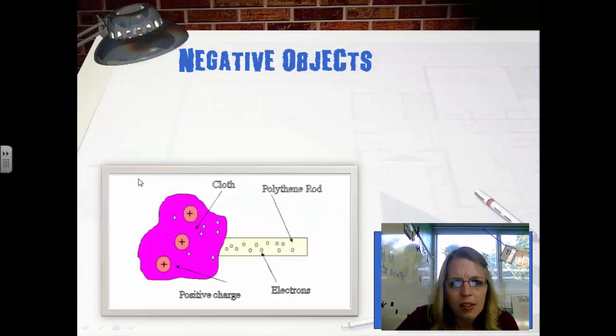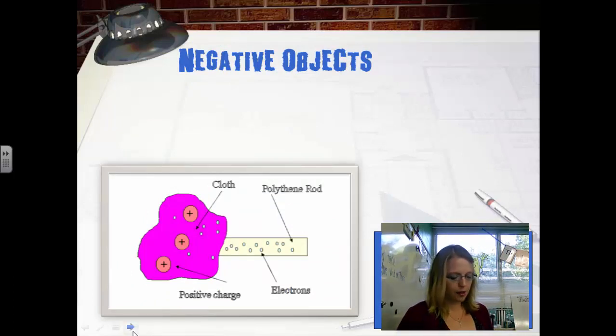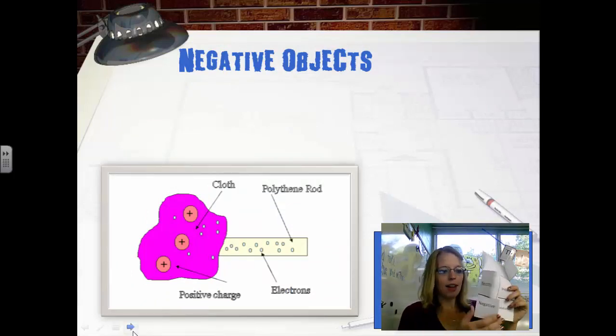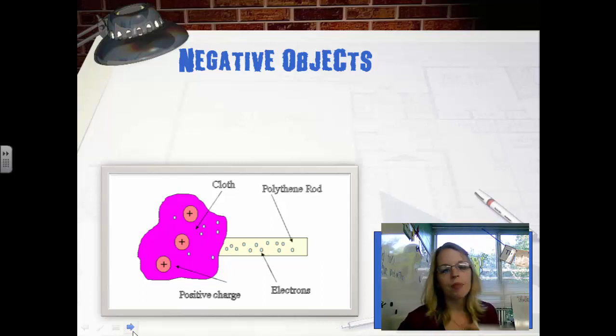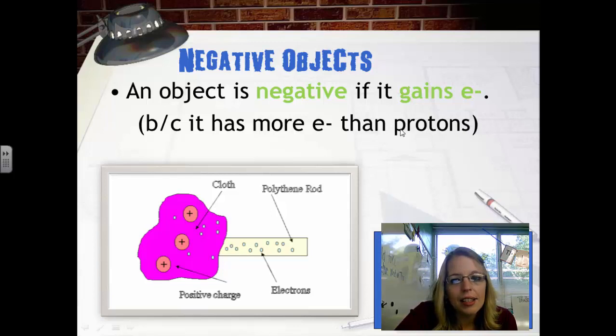Okay, let's talk about the negative nillies, okay? A negative object, and this is going on the bottom flap right here. A negative object, as you can guess, gains electrons. See my E with a negative sign? That means electrons. I'm just showing you some shorthand. This is universal for electrons. E, because E is for electron, and negative because it's negative. And it's negative because it has more electrons than protons.